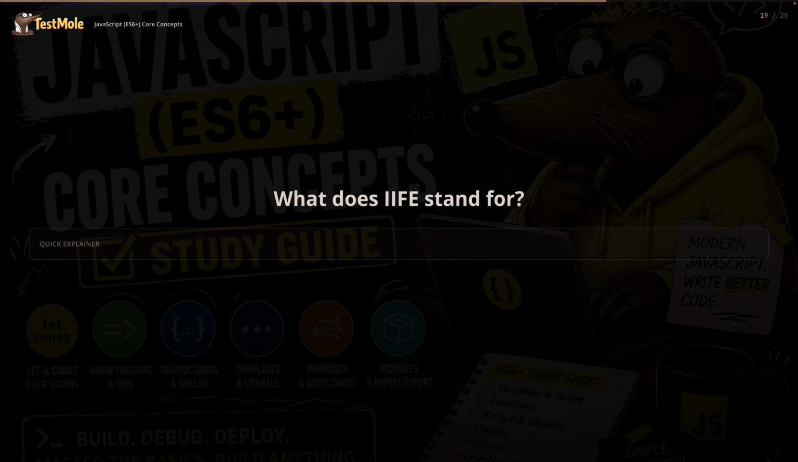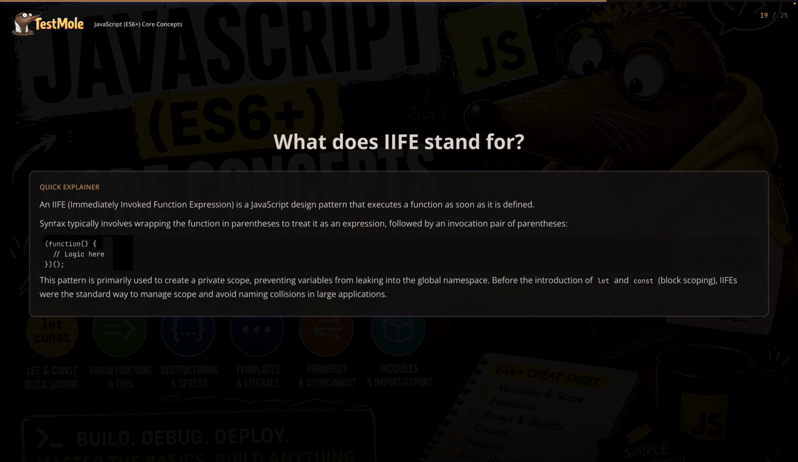What does IIFE stand for? An IIFE, immediately invoked function expression, is a JavaScript design pattern that executes a function as soon as it is defined. Syntax typically involves wrapping the function in parentheses to treat it as an expression, followed by an invocation pair of parentheses. This pattern is primarily used to create a private scope, preventing variables from leaking into the global namespace. Before the introduction of let and const block scoping, IIFEs were the standard way to manage scope and avoid naming collisions in large applications.